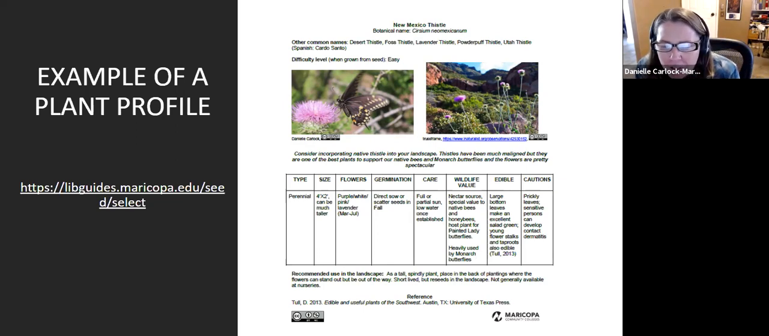And then a recommended use in the landscape, because my background is in gardening and most of these plants are in my yard. So I've gotten to know them and their requirements and things like that. So that's a website plant profile. And then I've also got a printed binder at the display that people can look at as well. Okay, next slide, please.